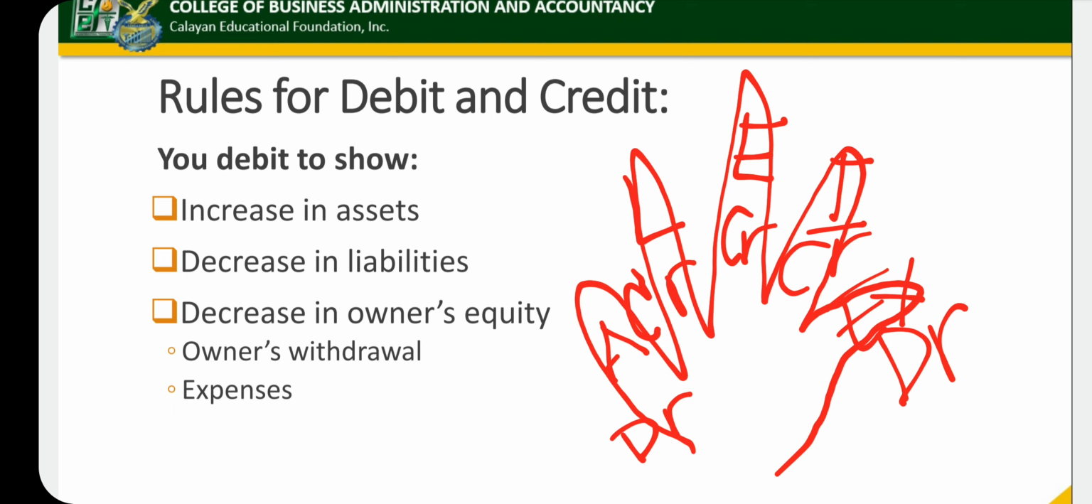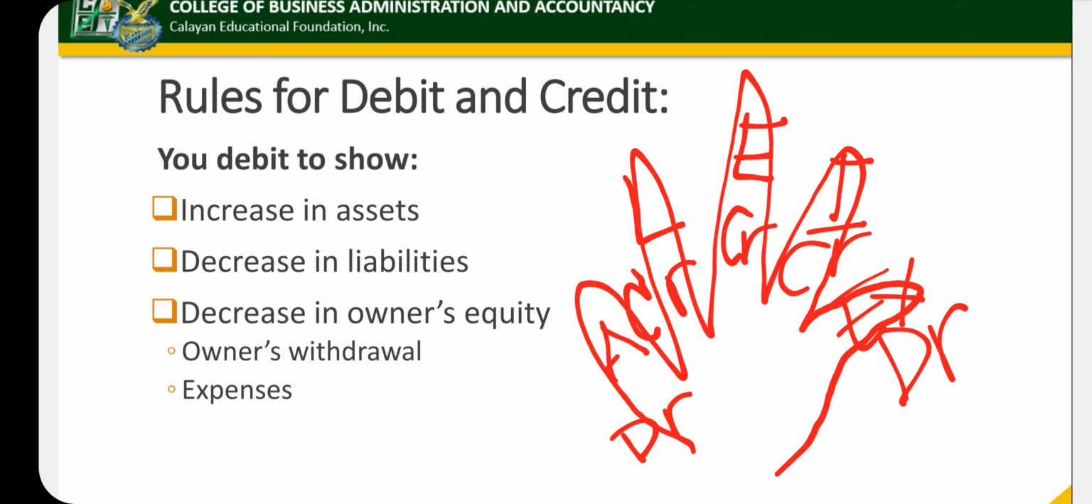For example, if we purchase supplies using cash, then the two account titles affected are supplies and cash. Okay? In our analysis, supplies will be increased and cash will be decreased. So both account titles are assets. Okay? So the normal balance of an asset is debit. So the supplies will be debited because in our analysis it will be increased, right?